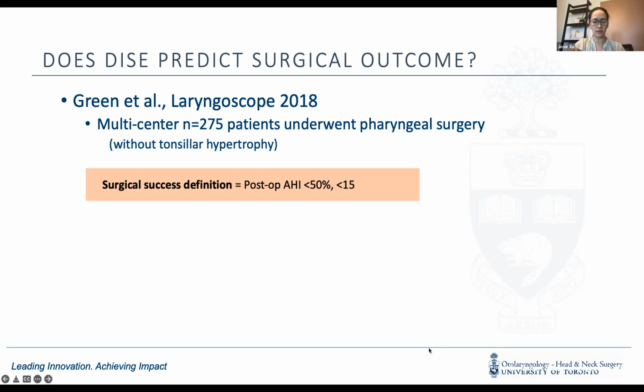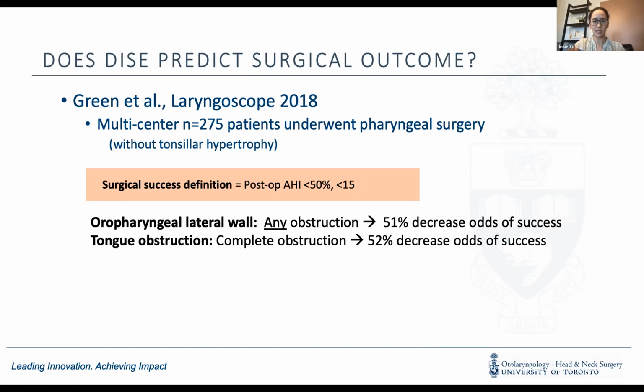Using the definition of surgical success as the post-op AHI of less than 50% of the original and absolute number of less than 15, they came up with these results. They found that any patients with oropharyngeal lateral wall obstruction, any degree of obstruction, so whether partial or complete, had a 51% decreased odds of success. Whereas the tongue obstruction, if the patient had complete tongue obstruction, that there is over 50% decreased odds of success in these patients after pharyngeal surgery.